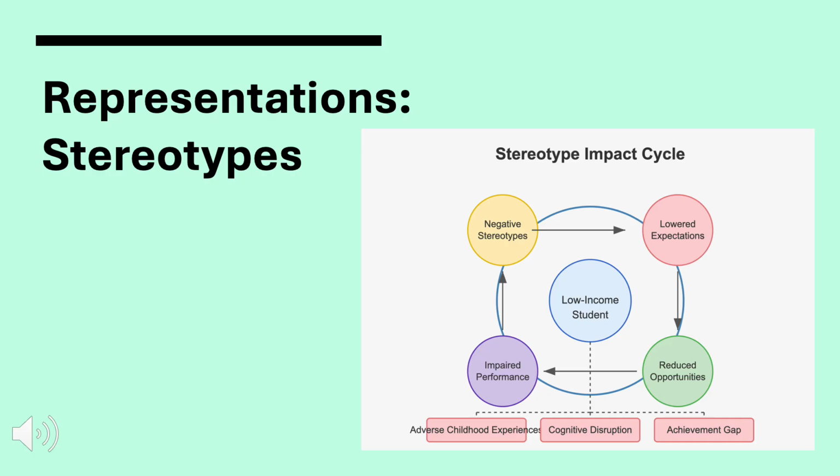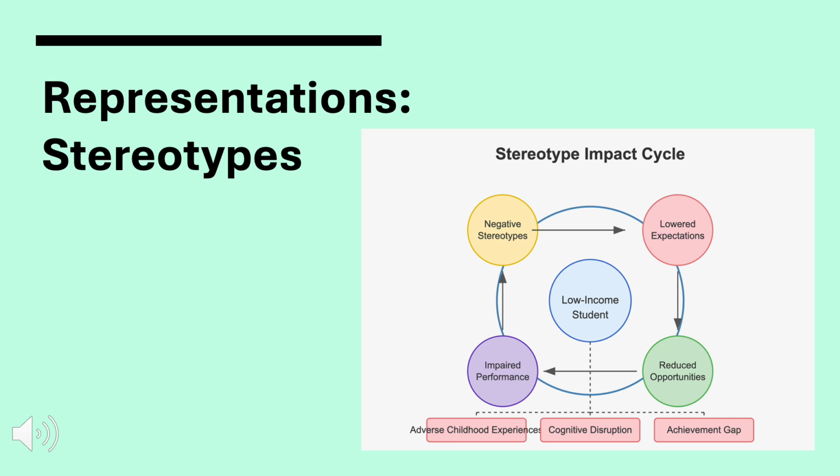Another harmful social structure that perpetuates these harms is stereotypes. The stereotype is that low-income kids are not as intelligent, not as interested in school, and not as well-behaved in classrooms as higher income kids.